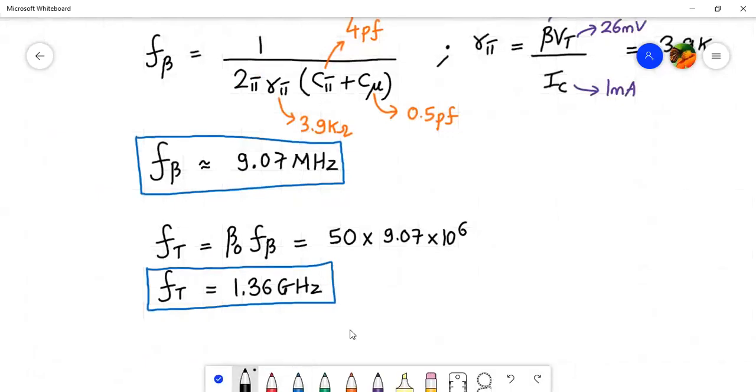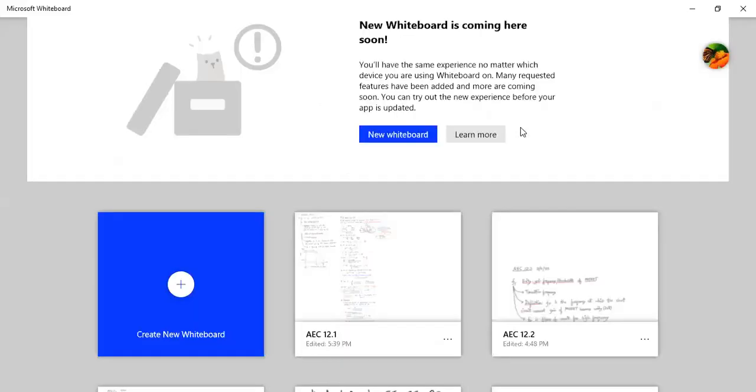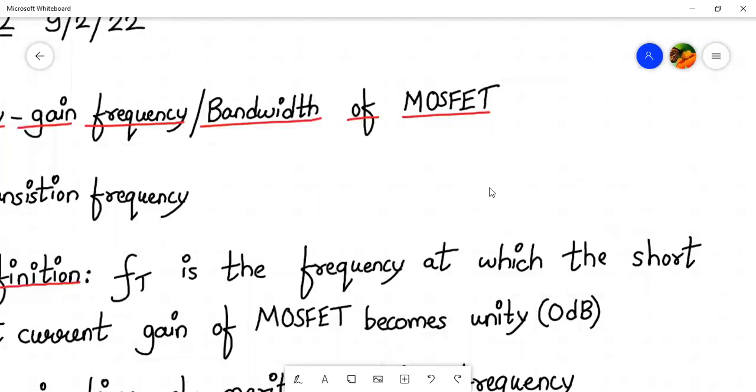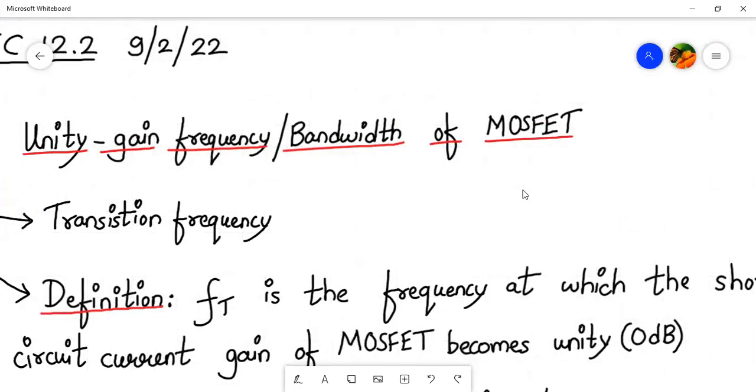Okay. So now let's quickly move on to the unity gain frequency derivation for a MOSFET. Let me open another whiteboard. Fine. So we'll complete that discussion today itself. Let me go over here and select AEC lecture number 12.2 topic. Yeah. So it's been loaded.